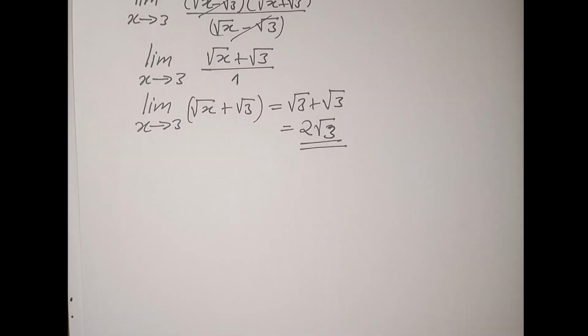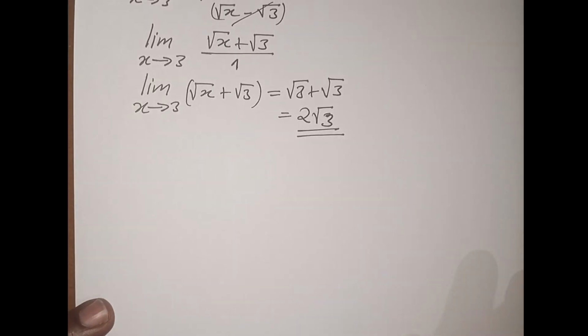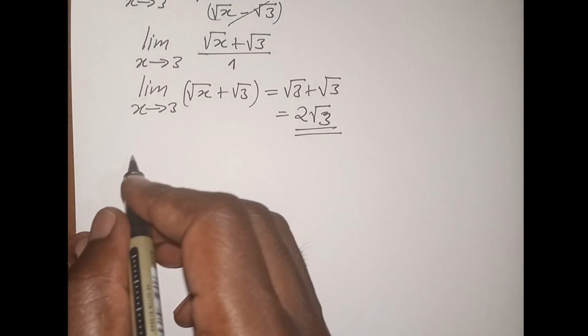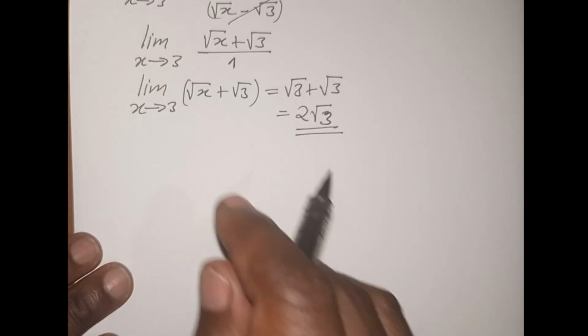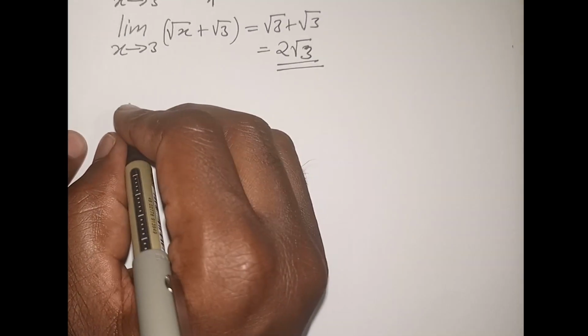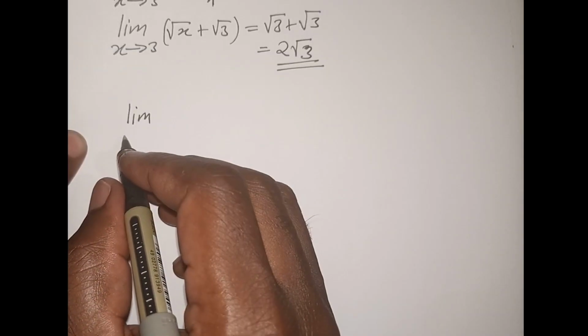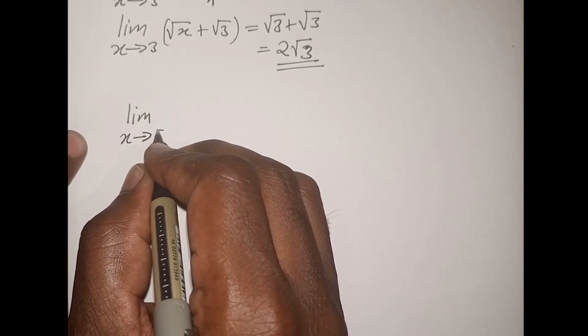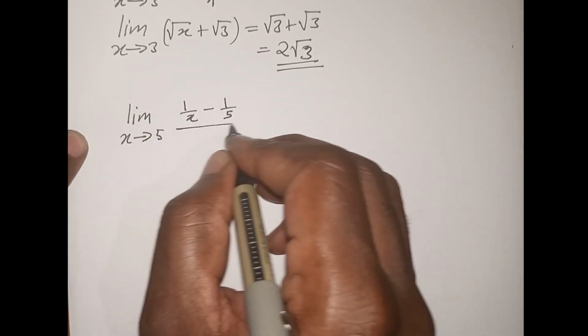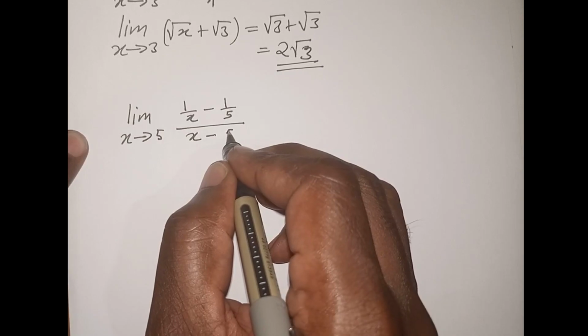Another interesting problem that we can look at concerning these limits that give an indeterminate solution when you try to directly substitute is this limit. Let's try to find the limit as x approaches 5 of 1 over x minus 1 over 5, over x minus 5.